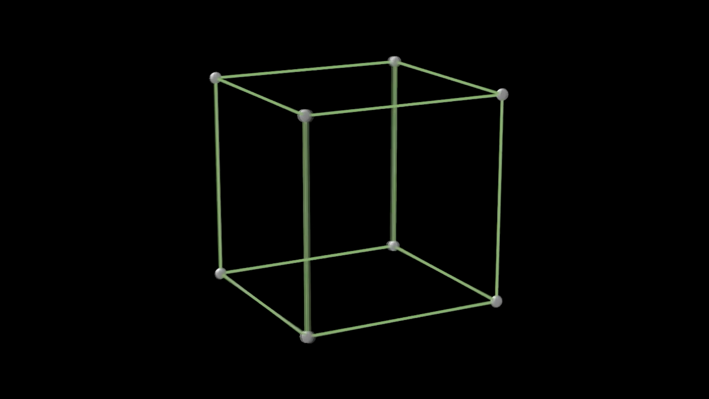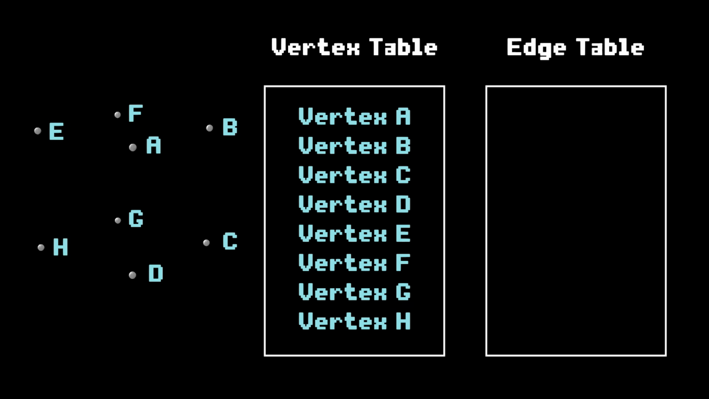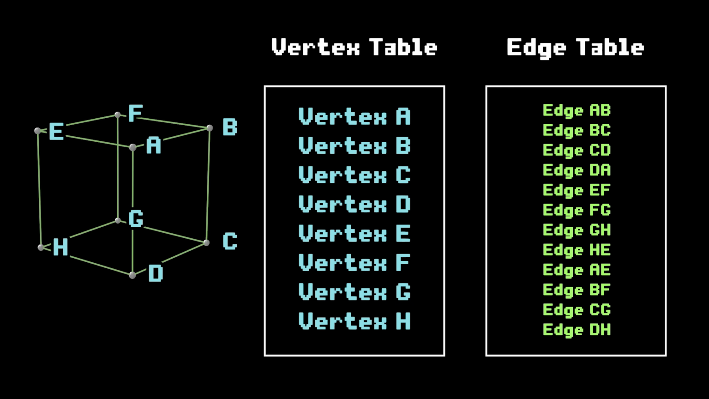For example, let's describe a wireframe cube using a vertex table and an edge table. For the vertex table, let's list the 8 vertices that make up the cube, and I'll label these A, B, C, all the way to H. Now for the edge table, let's list the pairs of vertices that make up the lines. The front face uses AB, BC, CD, and DA, and yeah, you get the idea.